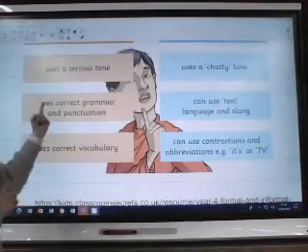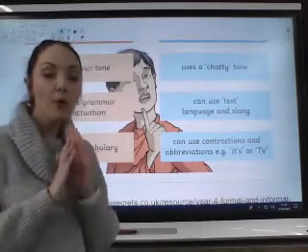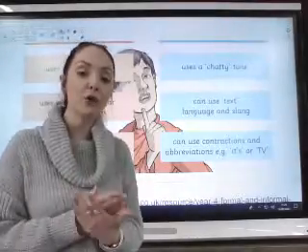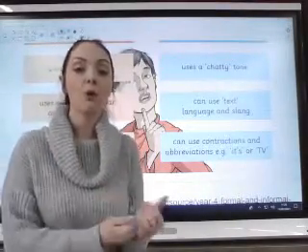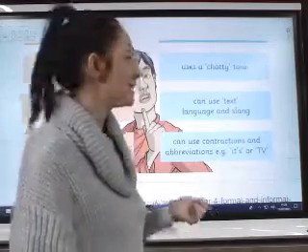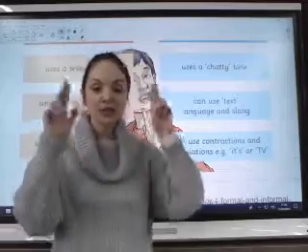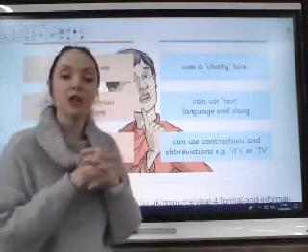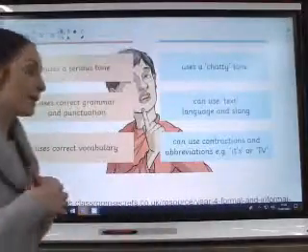Formal language uses correct grammar and punctuation. So all of your grammar is correct. You've got full stops in all the correct places, all your commas in the correct places, all your capital letters in the correct places. Whereas informal, you could use text language and slang. You don't necessarily have to speak properly if you're speaking to a friend.